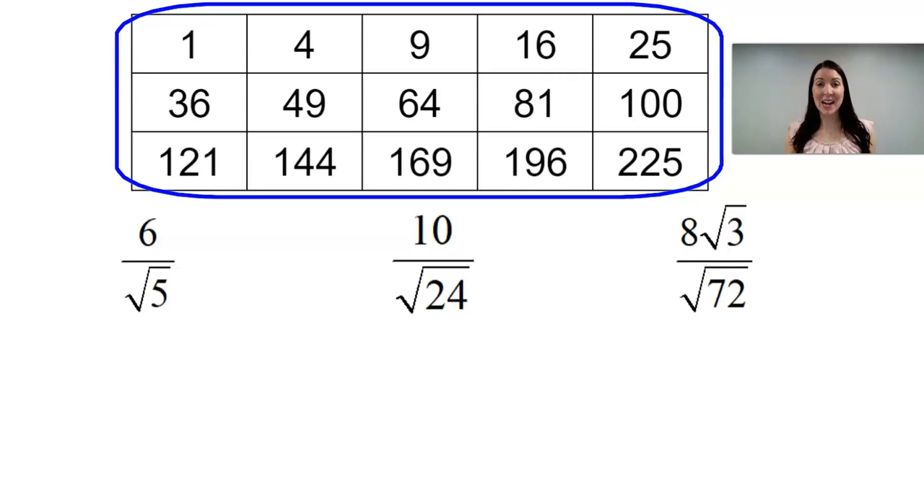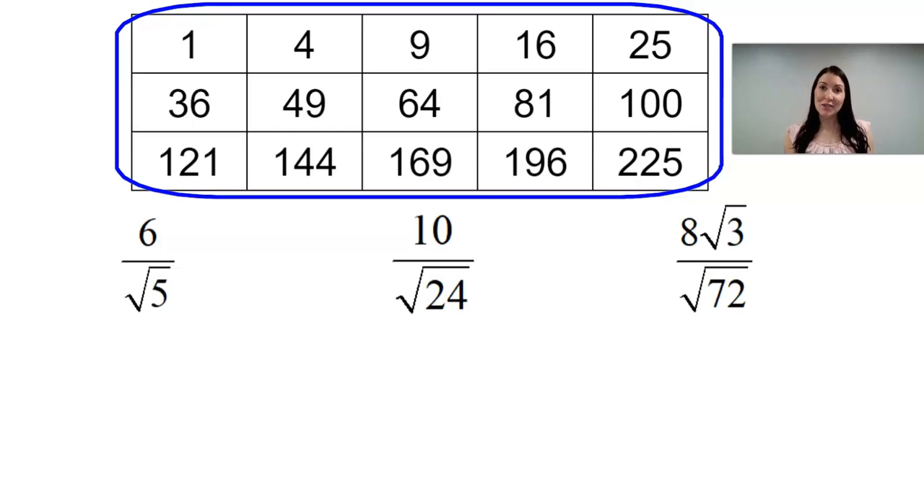In this video, we will learn how to rationalize a denominator. To rationalize a denominator means to get rid of the square root that's in the denominator. Because when there is a square root in the denominator, that means there is an irrational number in the denominator, and we want to turn it into a rational number.